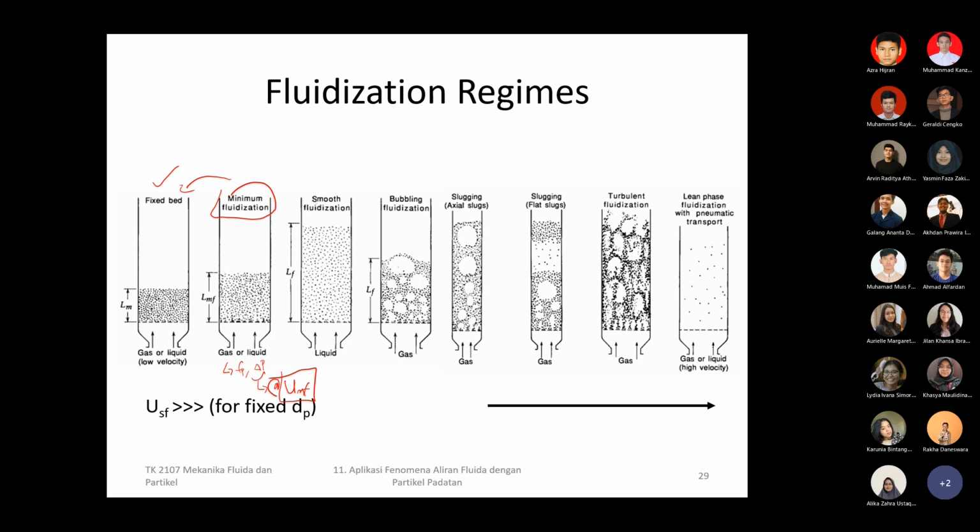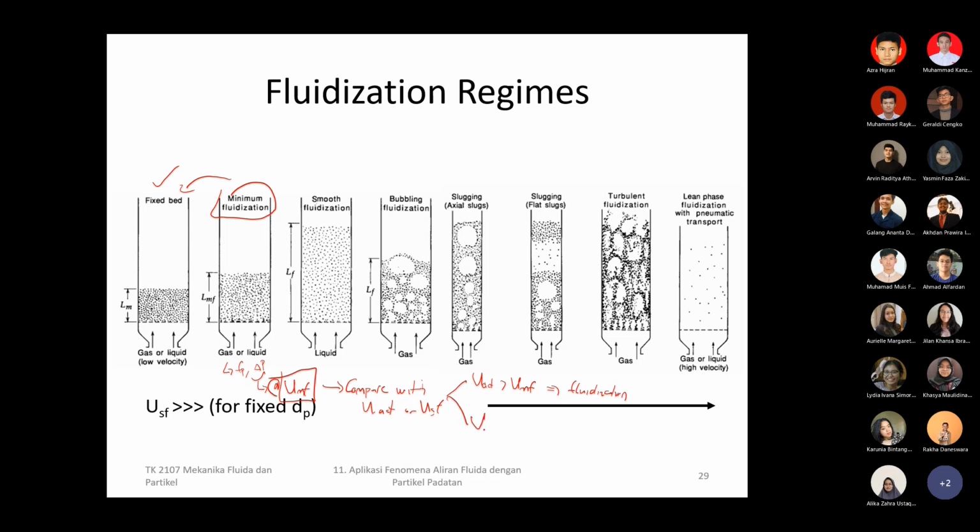Okay, because once you calculate the UMF, then you compare it with the actual velocity, or USF. In case your actual velocity is higher than UMF, then you know that you are already in the fluidization regime.